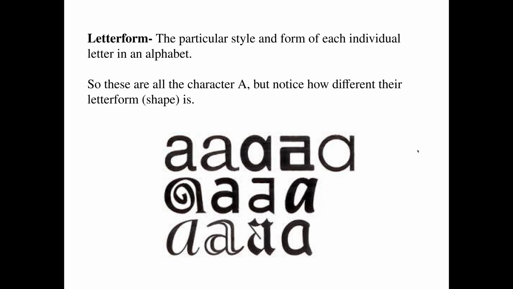Then we have what's called the letter form. This is a particular style and form of each individual letter in an alphabet. So for example, these are all A's, but notice how different their letter form or their shape is depending on the font that that letter form is in.